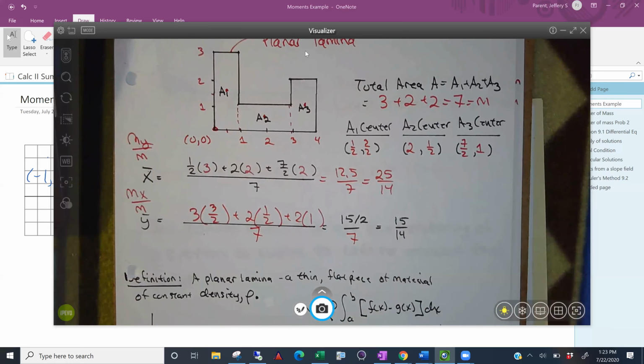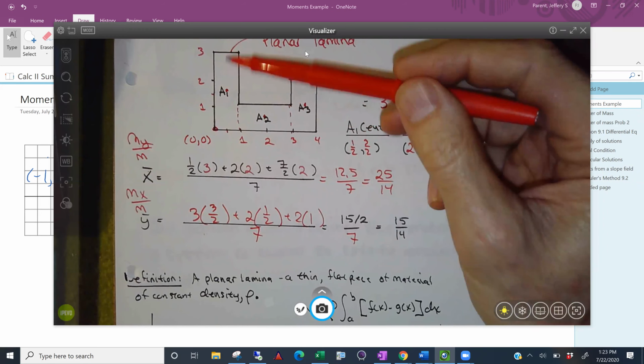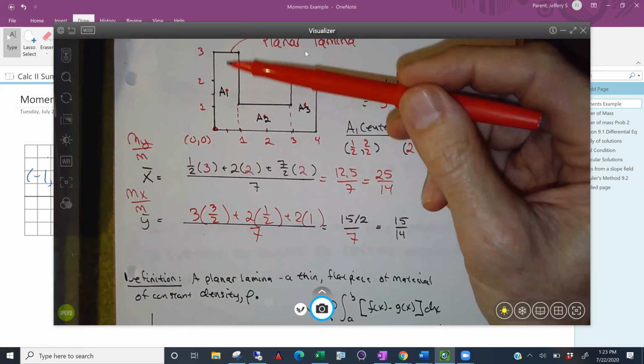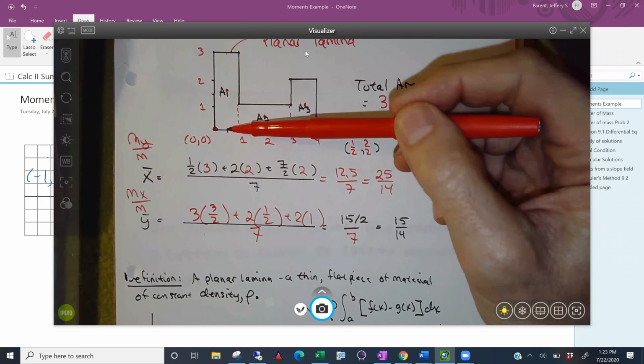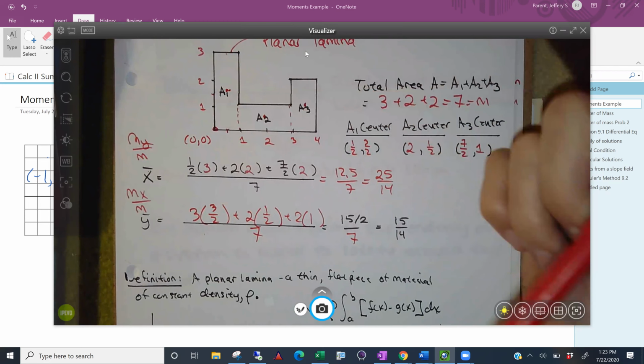May you just repeat how you found the distance for the A1 center of y, 3/2? Sure. I just took the geometric center here, and the geometric center, top minus bottom, is a distance of 3, so halfway between there is 1.5 or 3/2.